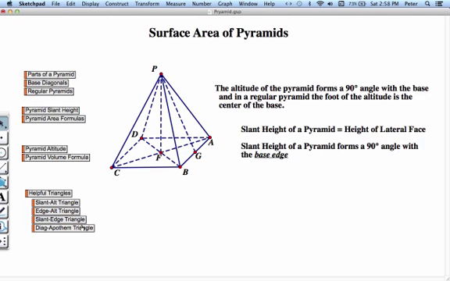And finally, we'll be using a triangle on the base, which is made up of the apothem, half of a side, and half of the diagonal, making up the hypotenuse. So let's see how we use some of these triangles and altitudes and slant heights as we solve some of the problems.